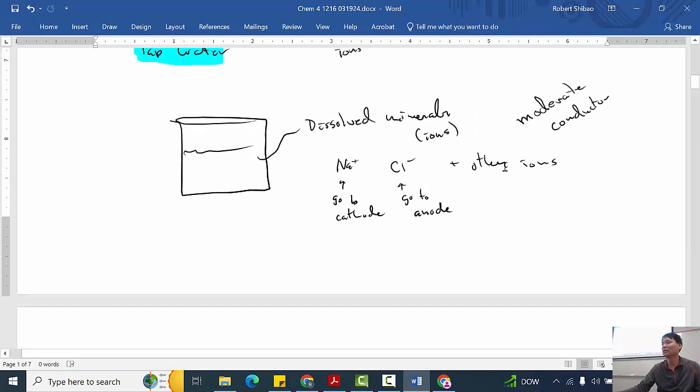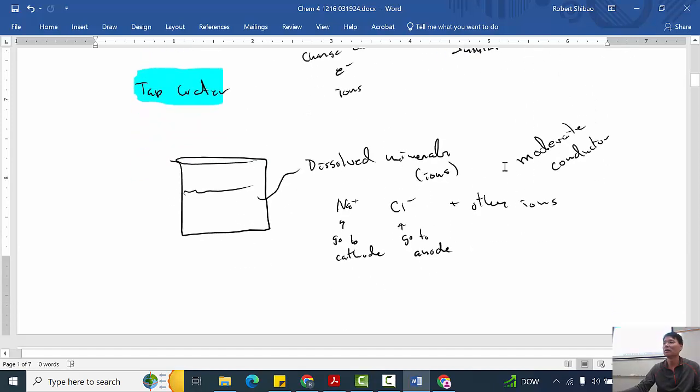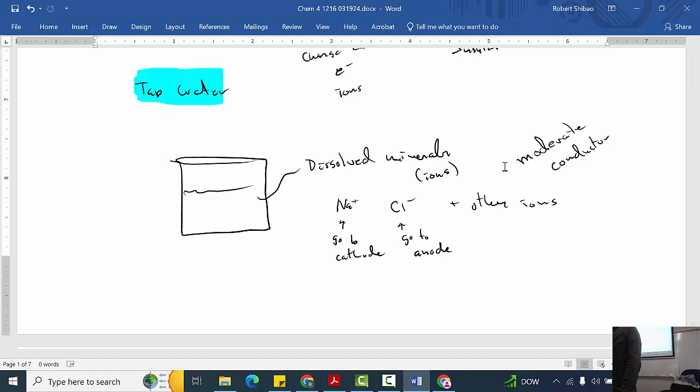So in the example of the label right here, if we had sodium in water, it would be going toward yellow. Well, this yellow is just an insulator jacket. There's a white and a black. And so you don't have to worry about it. If we had sodium in there, it would be going to the negative.